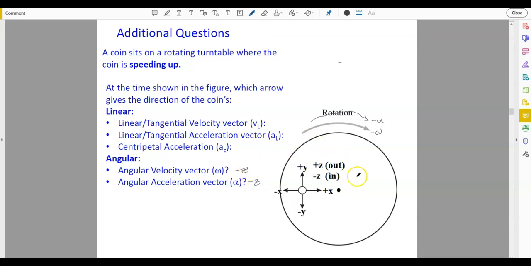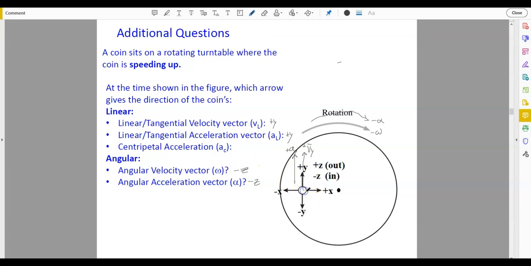Okay, well, let's move on to the linear stuff. The coin is at this point right now as the wheel is turning in the circle. So at this instance, you can see my cursor is moving upwards. So this coin would be moving upwards in the positive y direction, and it's speeding up as it's moving in the positive y direction. That means it's got a positive y direction velocity vector and positive y direction acceleration vector.